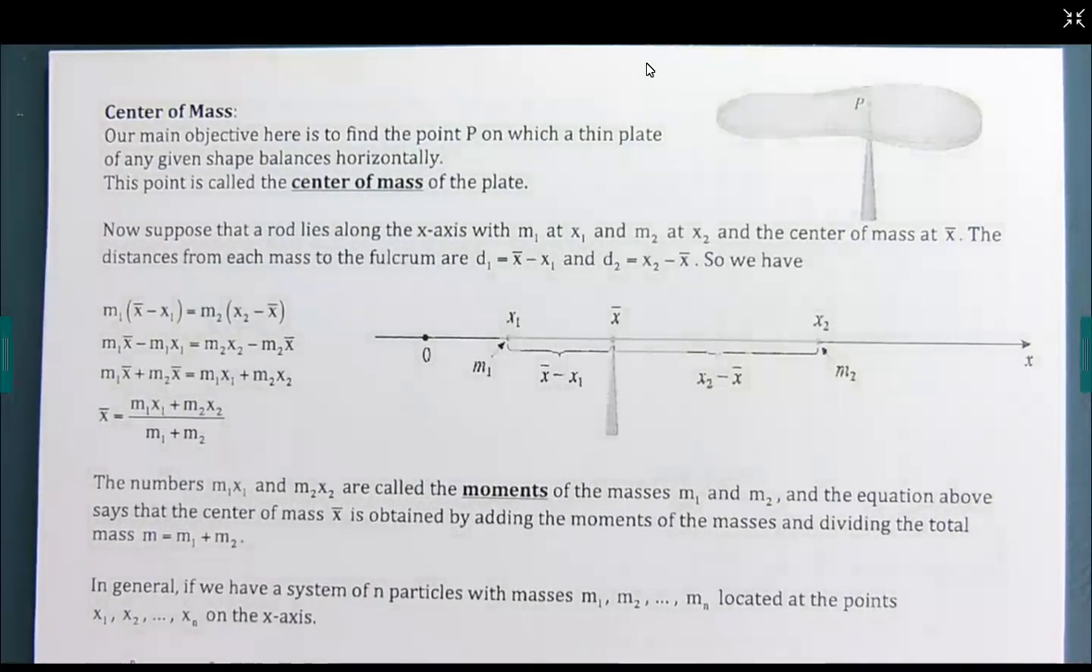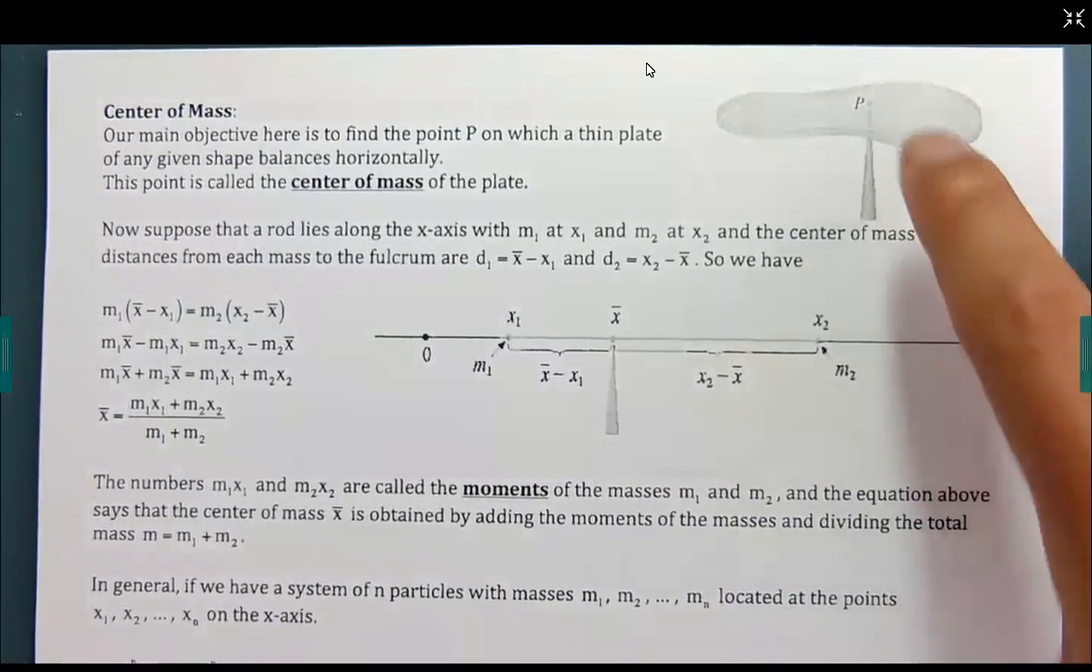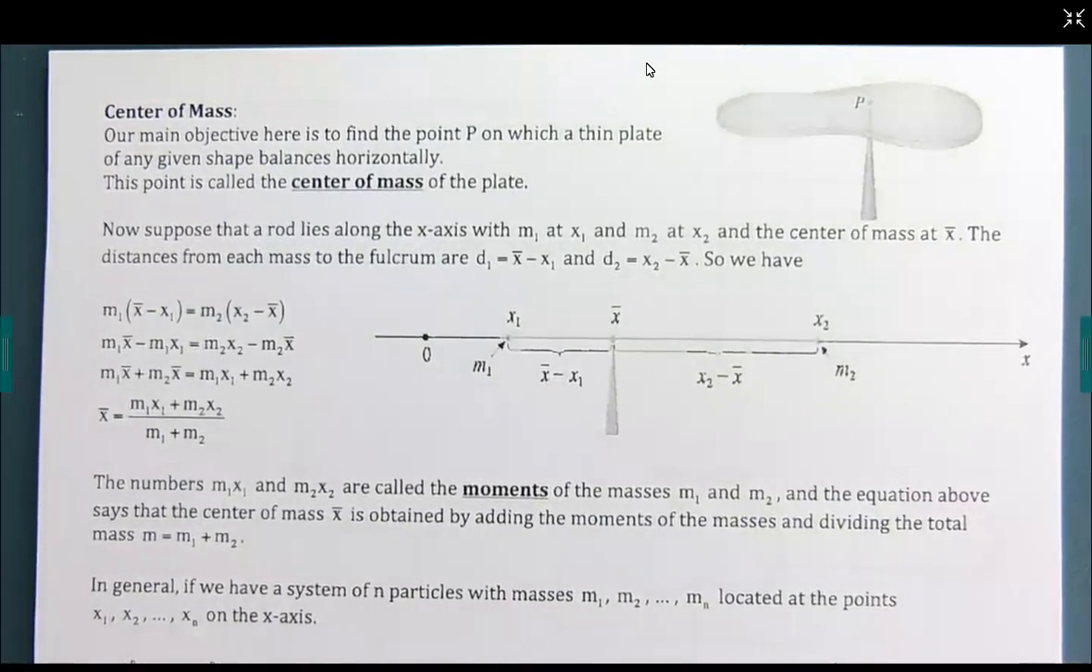Welcome back. This is part 2 of section 8.3. For this, we're going to be talking about the center of mass. This first page is more or less an introduction to what center of mass is. Our goal is to find a point on a plate that represents the entire mass itself, called the center of mass. Sometimes it's called the centroid if we're in 3D.